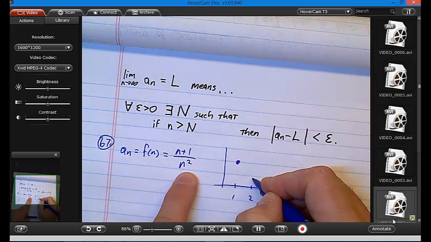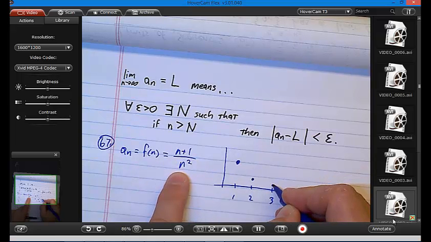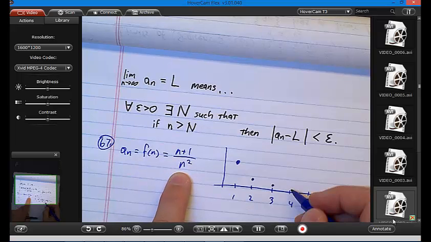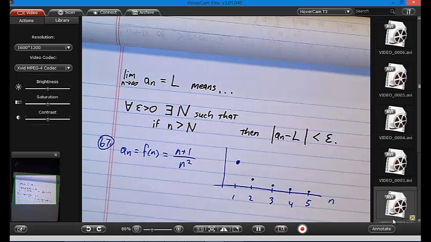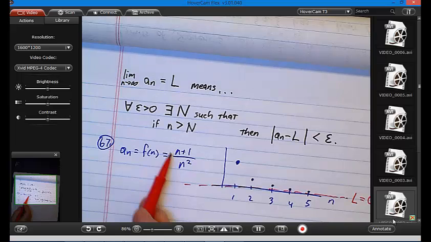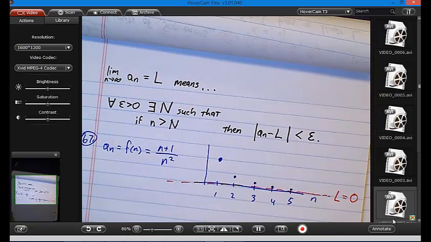3/4. So that's down to here. And the next one was 4/9, which is a little bit less than a half. And the next one was 5/16, which is just above a quarter. So I might start to think that my limit is 0. And if you understood what I told you about degree yesterday, you know that the limit is 0. But how do we show that using this definition?